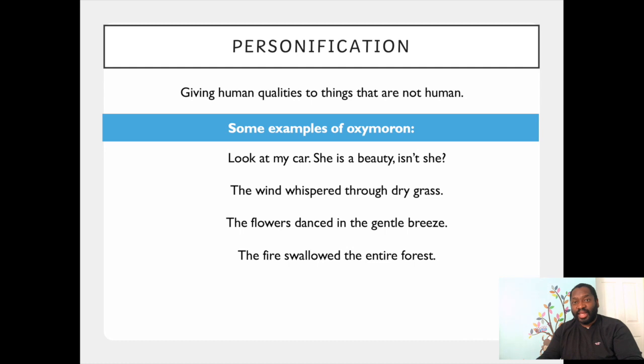Personification, a lot like anthropomorphism. This is when you give human qualities to things that aren't real, as opposed to anthropomorphism, where you give human qualities to animals. So this connects us to the object we might be talking about, and it helps us to create sympathy for those objects or creates more depth.